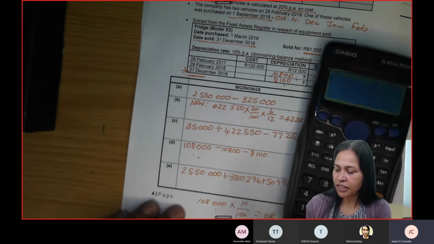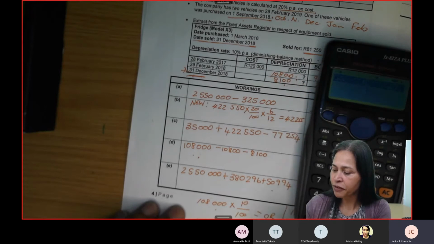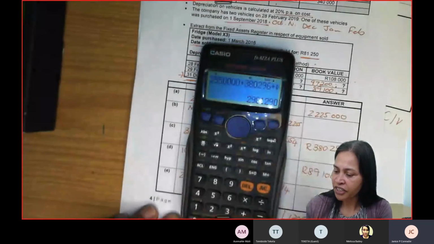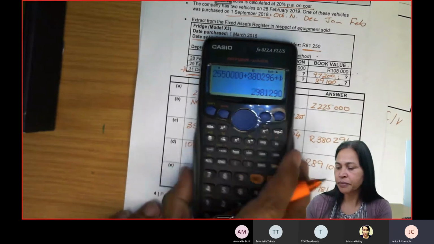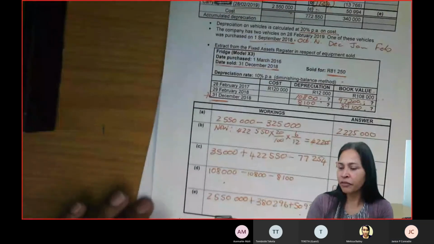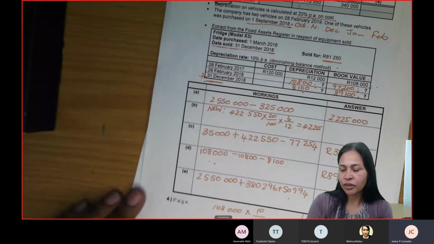Total would therefore be, and let's see, 2,550,000 plus your 380,296 plus the 50,994 that we have for our equipment gives us a total of 2,981,290. And then you have completed, again, missing information on your fixed asset note.